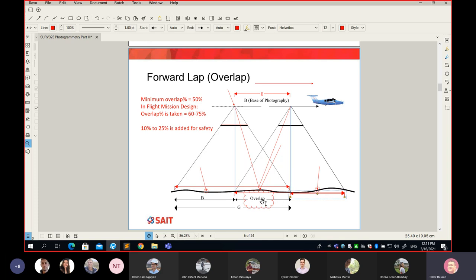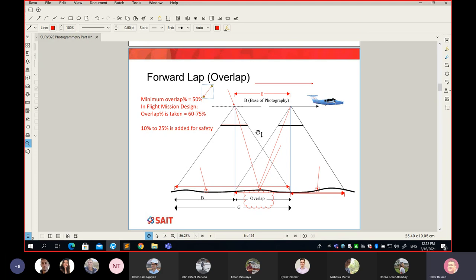If we divide the overlap distance here by the coverage G, I'm asking you to see every point in my project in at least two photos. What is the minimum overlap? Is it 20%, 30%? How much? 50%. You can see, simply if I'm able to maintain a 50% overlap between one image and the next image, my entire area will be covered by at least two photos. And that's why my minimum overlap is 50%.